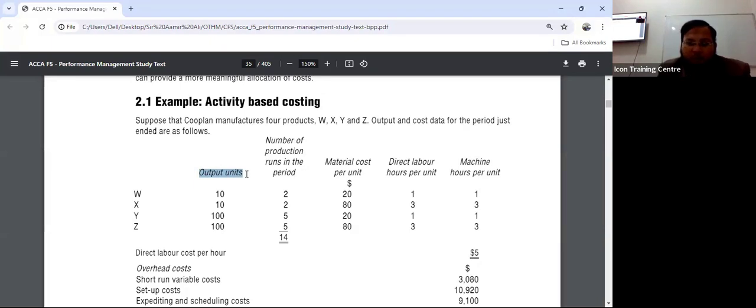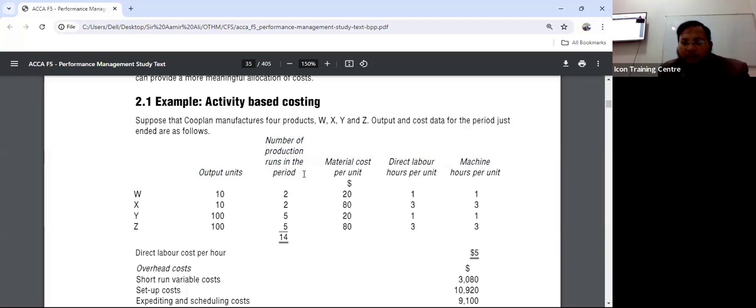And now he has given you some cost drivers. The first thing they have provided you is the number of production runs in a period. How many production runs in a period for a particular product. So for W, they need to run 2 production runs in a period. For X, 2, Y, 5, and for Z, 5. Now, this is very important because we need to understand how many production runs are required in a particular period for a specific product.